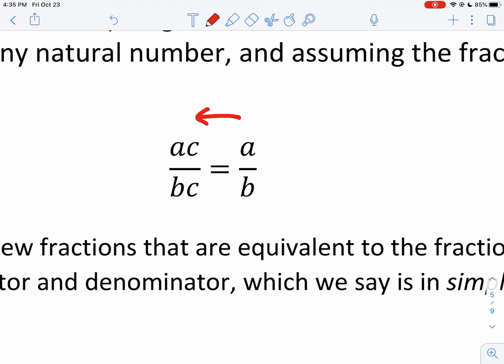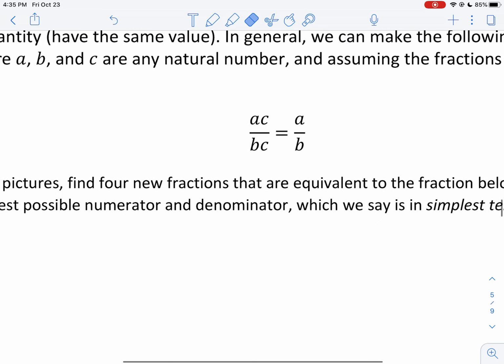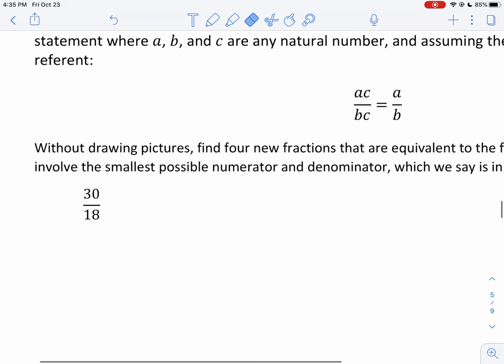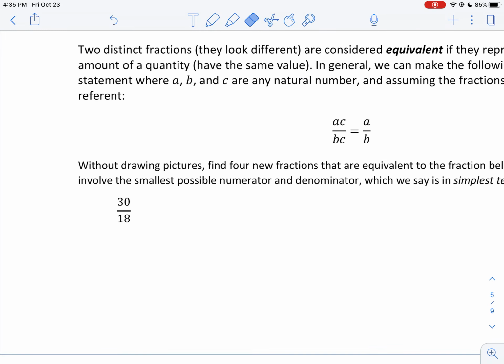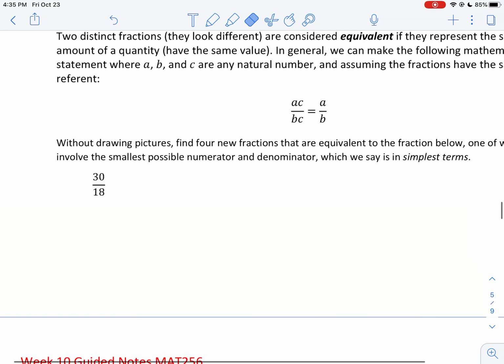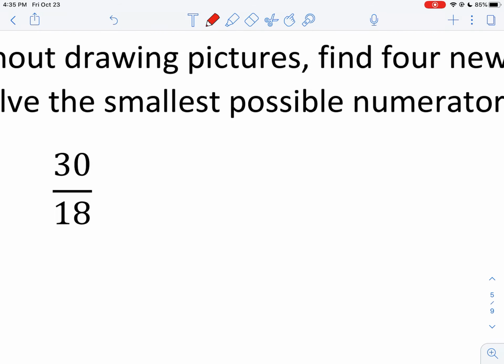It's saying if you want to go this direction, then you multiply top and bottom by c. If you want to go this direction, then you divide top and bottom each by c. And you can make equivalent fractions. So if you have 30/18, without drawing pictures, find 4 new fractions that are equivalent to the fraction below, one of which should involve the smallest possible numerator and denominator, which we say is in simplest terms.